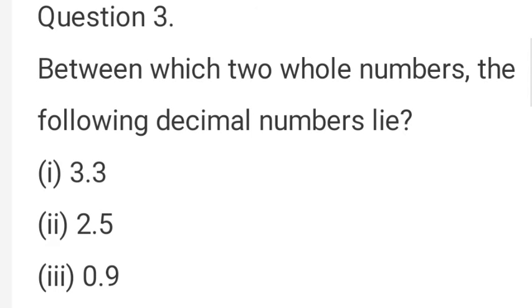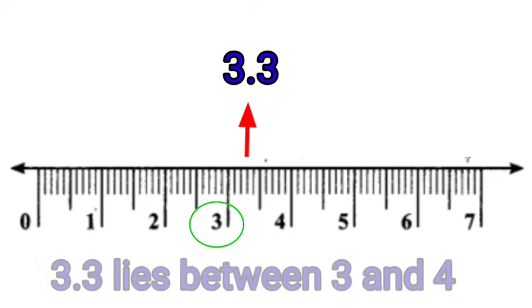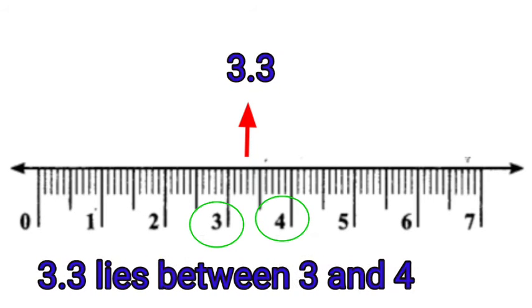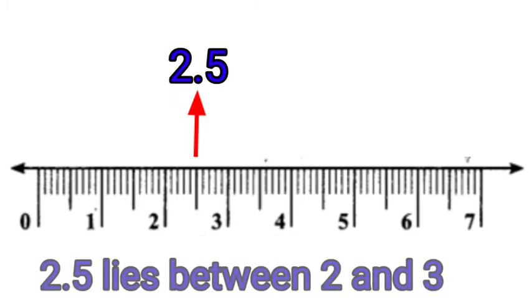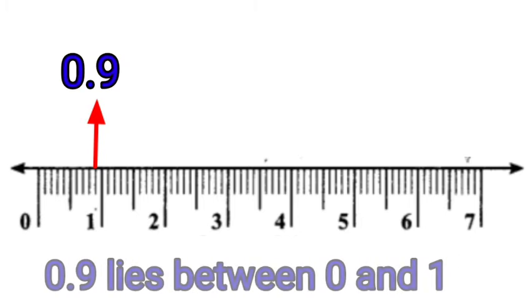Question number 3. Between which whole numbers do the following decimal numbers lie? Let's see the answer on the number line. 3.3 lies between 3 and 4. 2.5 lies between 2 and 3. 0.9 lies between 0 and 1.